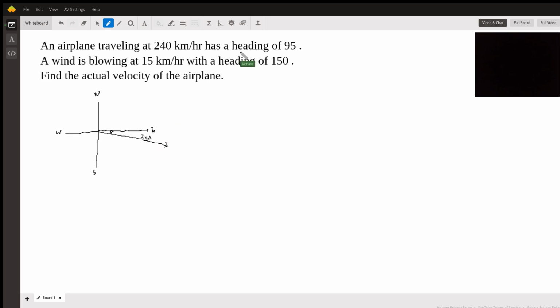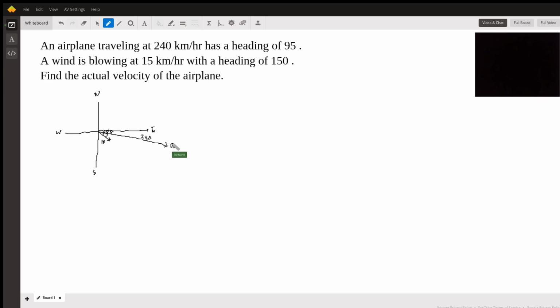But at the same time that the airplane is traveling at that heading, there's wind blowing, and it's blowing at a heading of 150. So we're going to go to 90, and then we need 60 more to get to 150. Let me just put in a 60-degree angle here. Think of this as a 60-degree angle, and you have a very small vector representing wind. A little hard to read, I'm sorry about that. And it has a magnitude of 15.